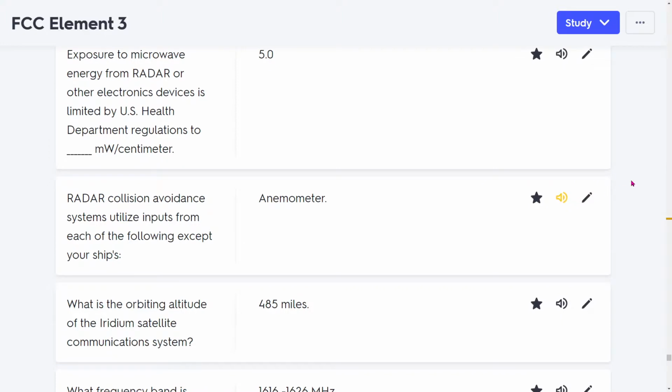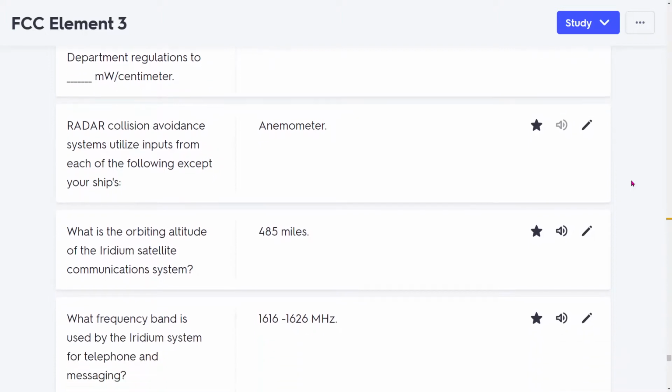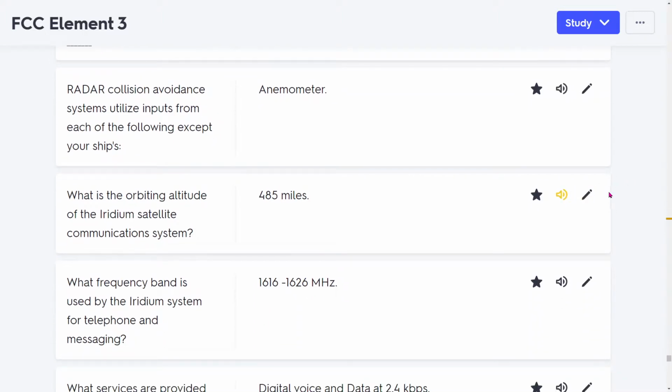Radar collision avoidance systems utilize inputs from each of the following except your ship's anemometer. What is the orbiting altitude of the Iridium satellite communications system? 485 miles. What frequency band is used by the Iridium system for telephone and messaging?